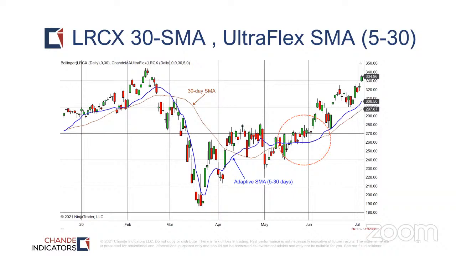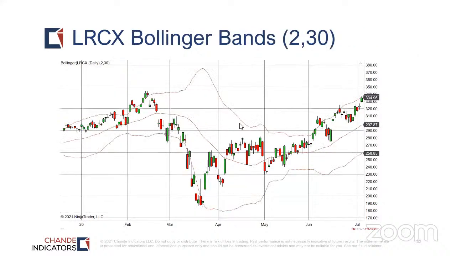And you can see that when the volatility eased up, it went back to being a 30-day moving average. So we're going to use this adaptive behavior to construct bands that give us a trading advantage. And why is that relevant? So let's look at the 2 sigma 30-day Bollinger Bands.